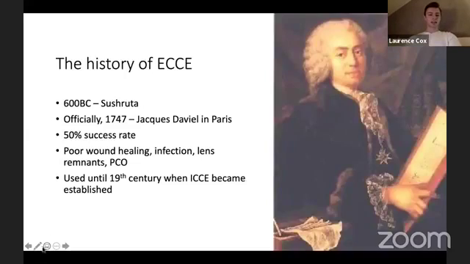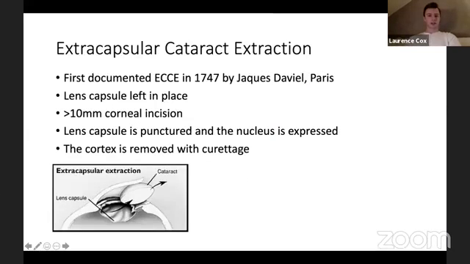The main problem here is that a large corneal incision is required, with a 10mm incision being made, or sometimes more than 10mm. The lens capsule is obviously punctured and the cortex is removed.